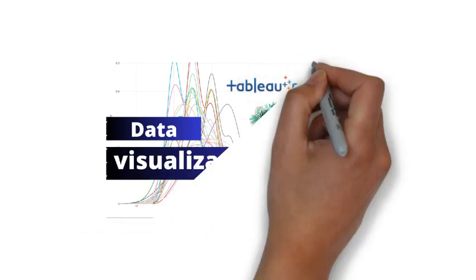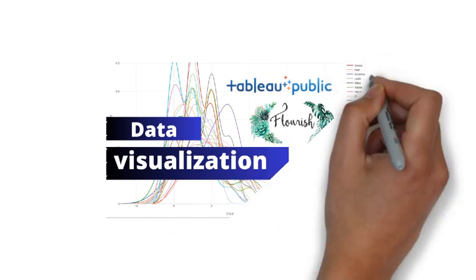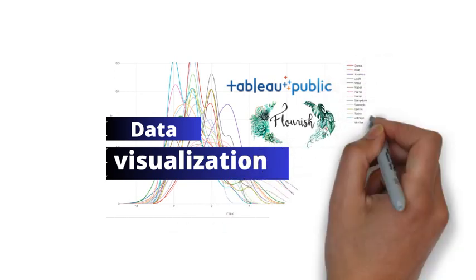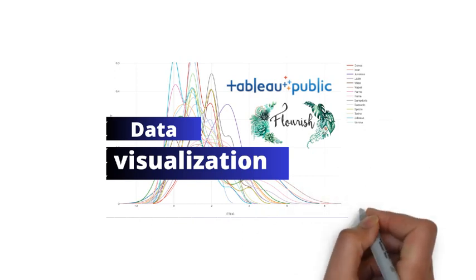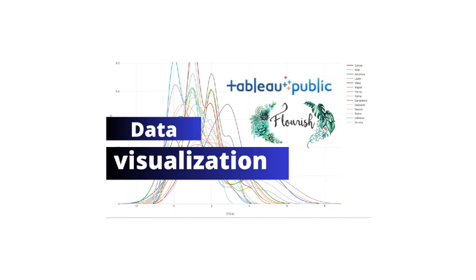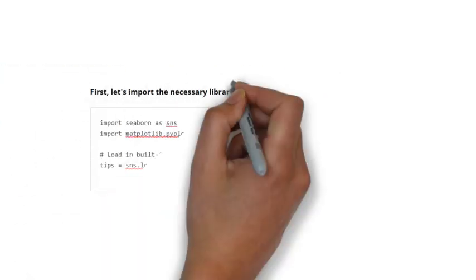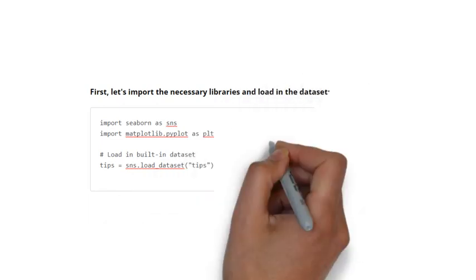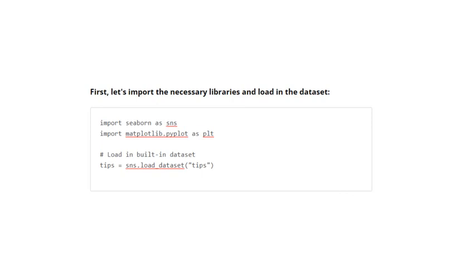Python has many libraries, such as Matplotlib, Seaborn, and Plotly, that make it easy to create plots. Two common data plot types for visualization are scatter plots and histograms. Let's walk through the process of creating these plots in Python, using built-in datasets from the Seaborn library. First, let's import the necessary libraries and load in the dataset.